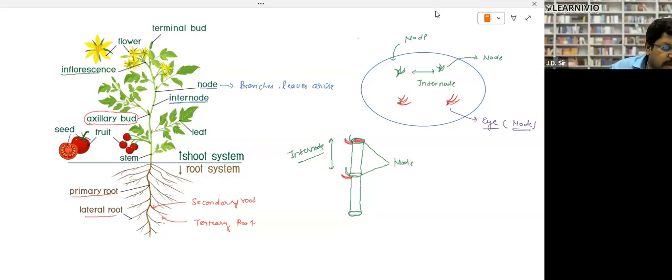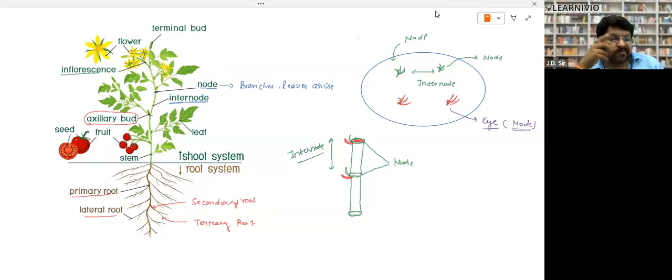Look, these are the nodes. Try to understand. This is a node, this is a node. So branches and leaves come out of the node, right? Basically, branches come out of the node, and the space between two nodes is the internode. So that is the characteristic of any stem.